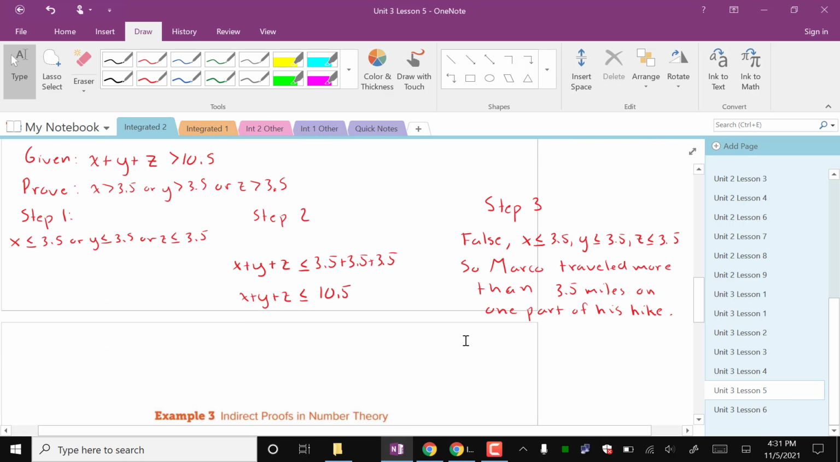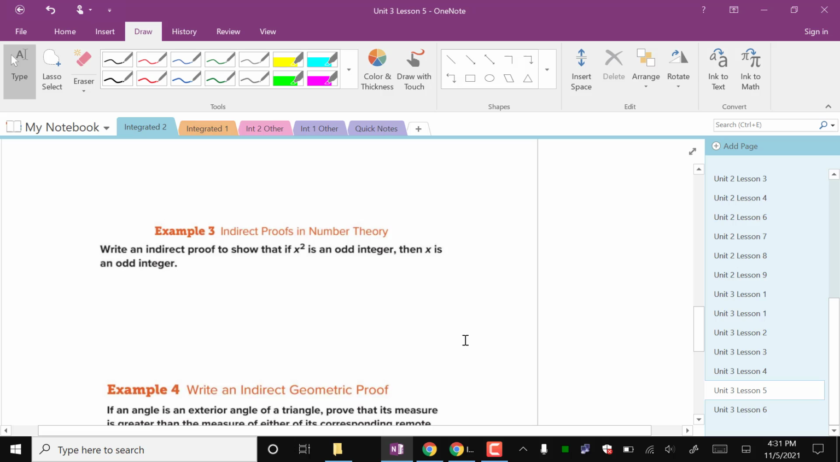So let's take a look at example 3. Indirect proof in number theory. Write an indirect proof to show that if x squared is an odd integer, then x is an odd integer. So given x squared is an odd integer, prove x is an odd integer.